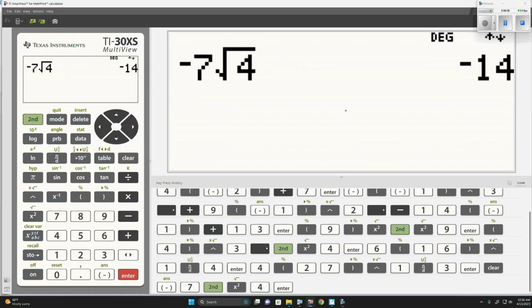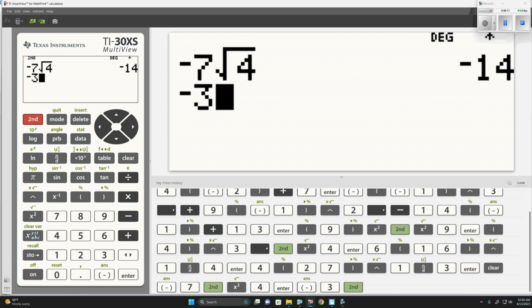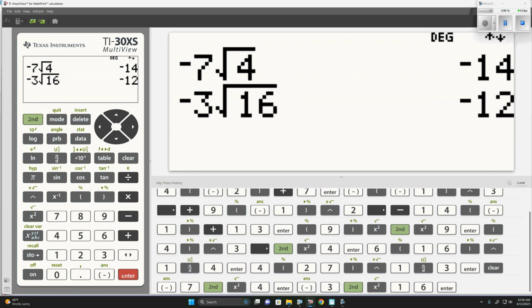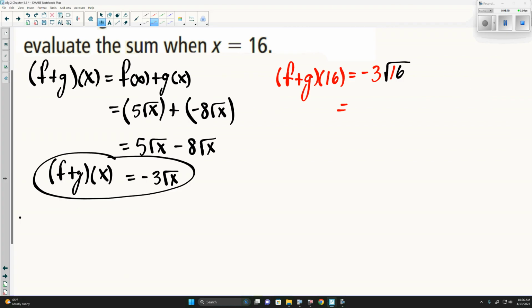And again, just like before, we could plug this into a calculator. Negative 3 times the square root of 16 is negative 12. So f plus g of 16 is negative 12. Any questions on any of this here? We ready for the next one?